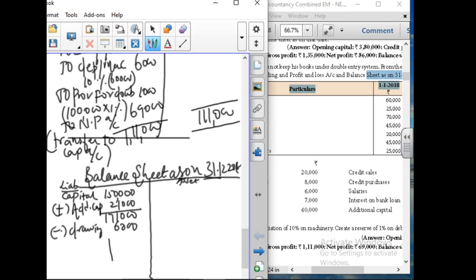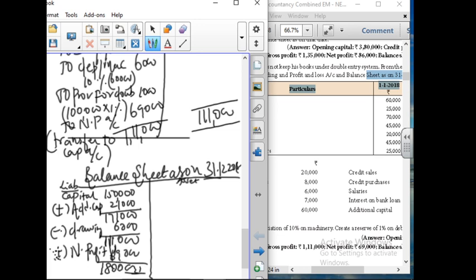60,000 is your drawings. You have to write it in the outer column, and we have one more thing, that is net profit. So your balance comes around 1,11,000. For this 1,11,000 is the amount. With this we are going to add the net profit. Net profit for the year comes around 69,000. So your balance is going to be 1,80,000.